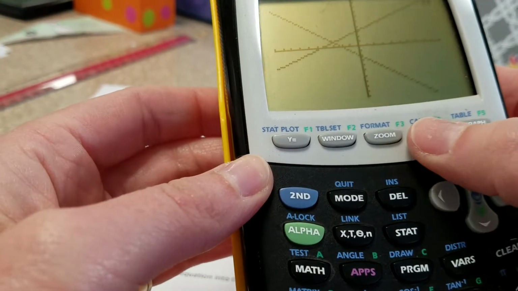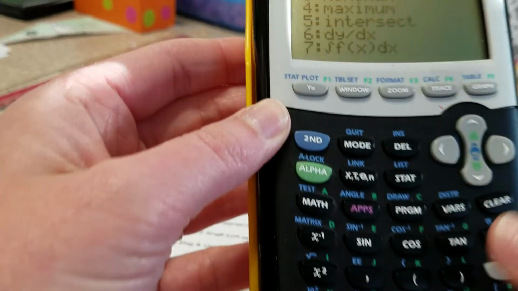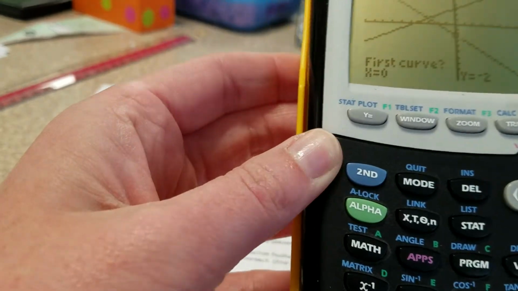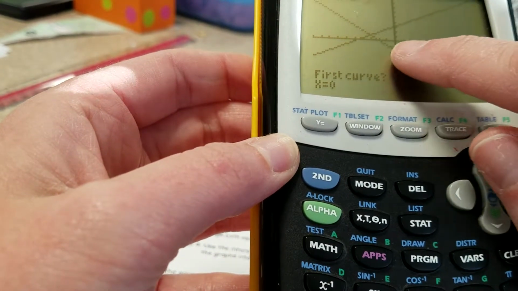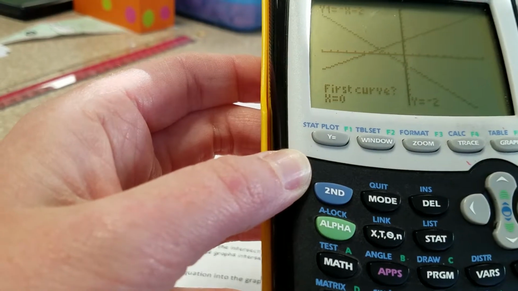then the trace button. So we're actually using the calc feature here. We want to find the intersect, so I'm going to press number 5. And it's going to ask me to select my 2 curves, is what it calls it. So you'll notice the little cursor is flashing right on here. It also tells me that's my first equation. So I just go ahead and hit enter.